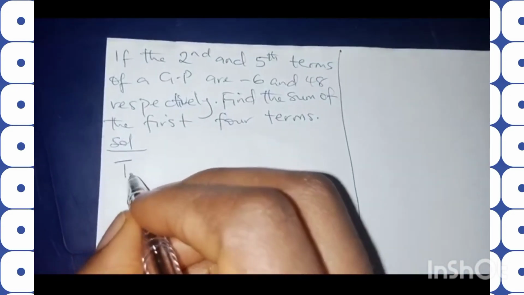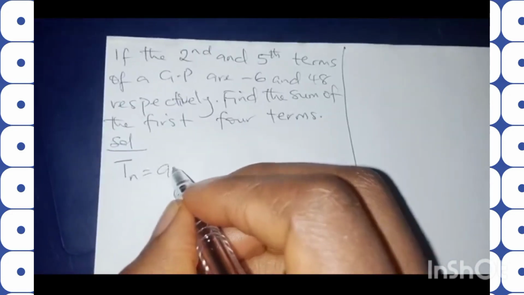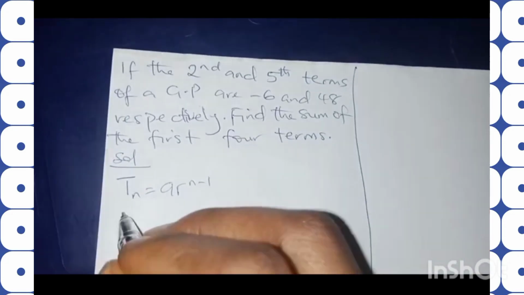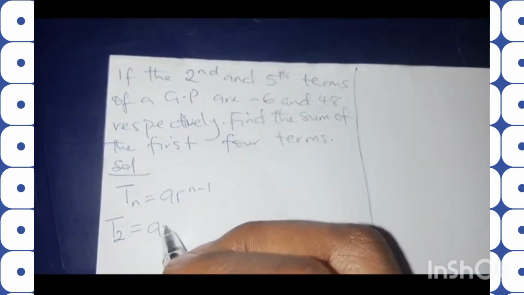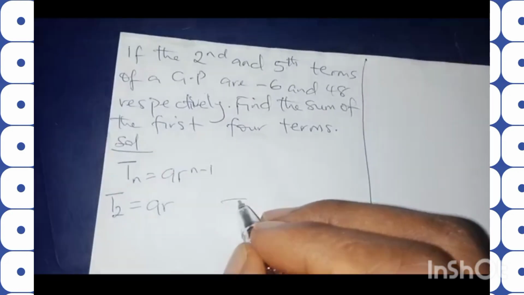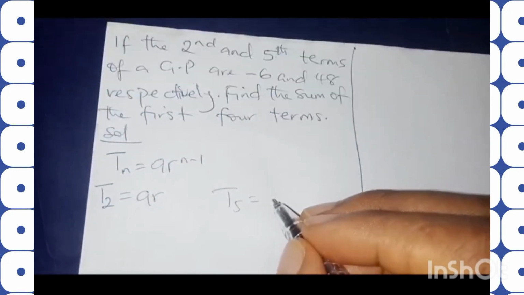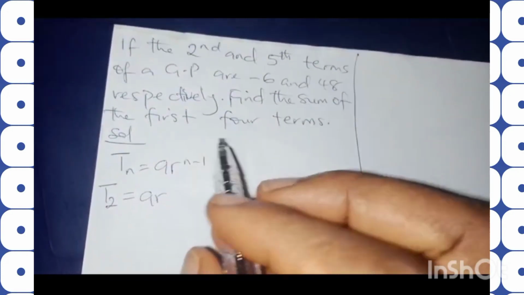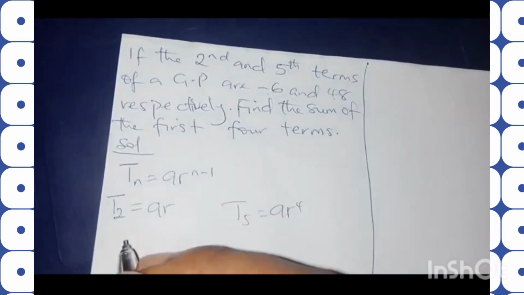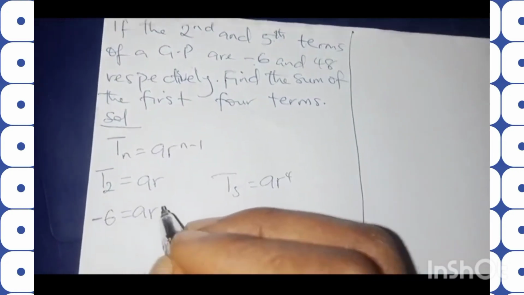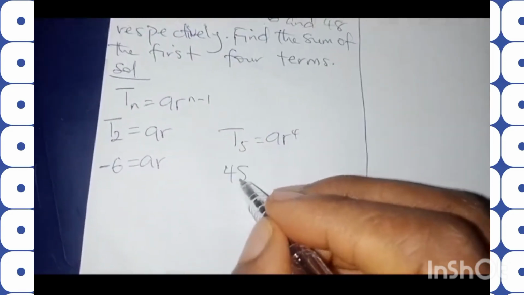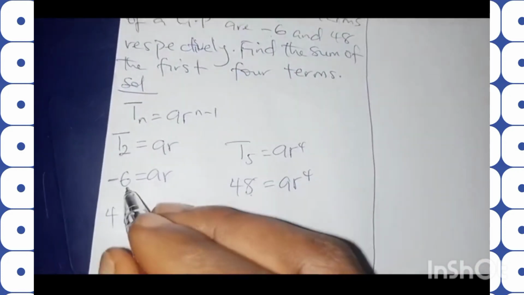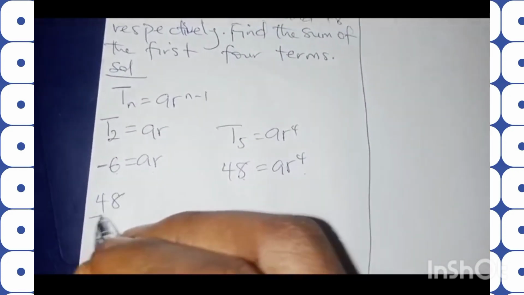So example 2: if the second term and the fifth term of a GP are minus 6 and 48 respectively, find the sum of the first four terms. Put your formula just exactly how we solved the first one. We are going to substitute the values. The formula for the second term is ar, and the formula for the fifth term is ar to the power of 4. Now our second term is minus 6 and our fifth term is 48. So like I said, solve them simultaneously, that is, solve them at the same time.